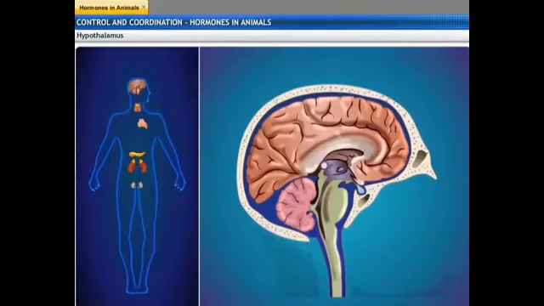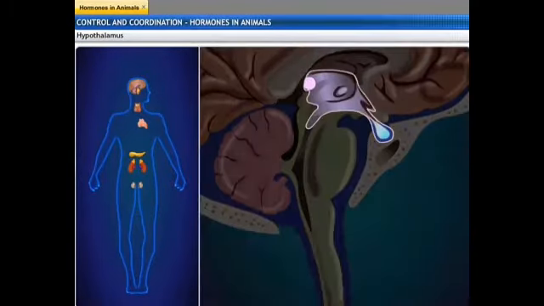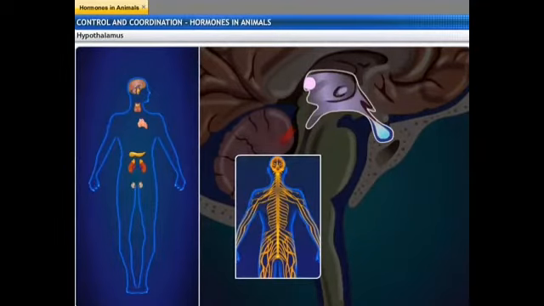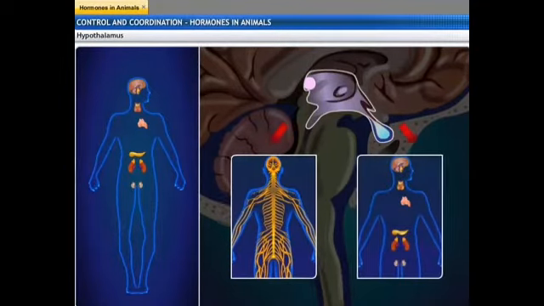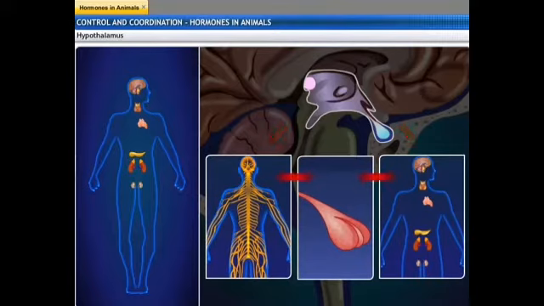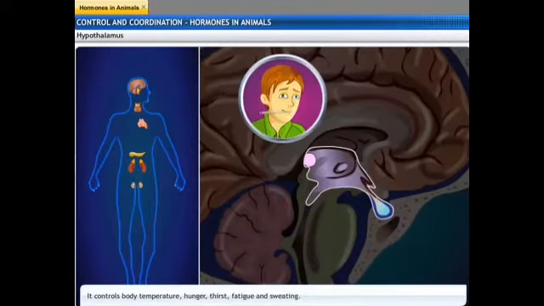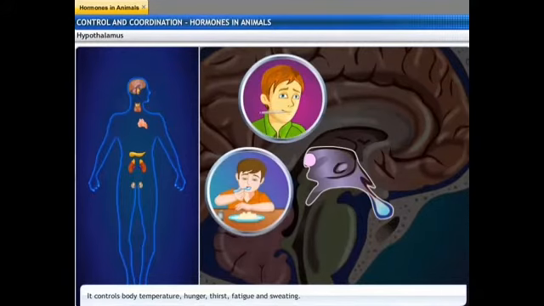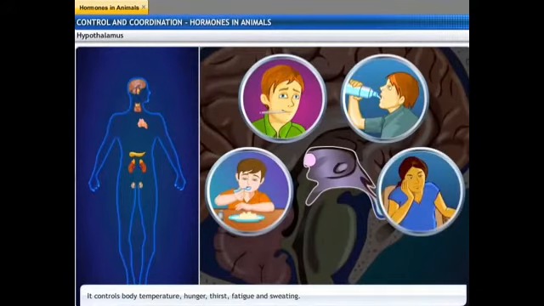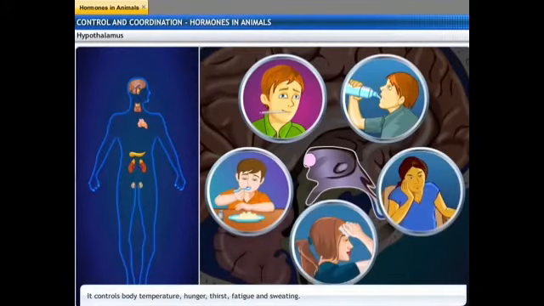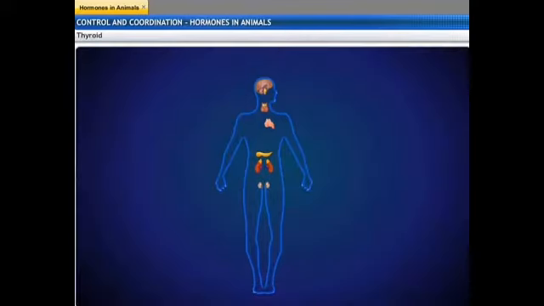Next one is the hypothalamus. The hypothalamus is said to be the super master gland. It controls the hormones released by the pituitary gland. So the pituitary gland is the master gland and the hypothalamus is the super master gland. It controls the body temperature, hunger, thirst, fatigue, that is tiredness, and sweating also. Next one is the thyroid gland.